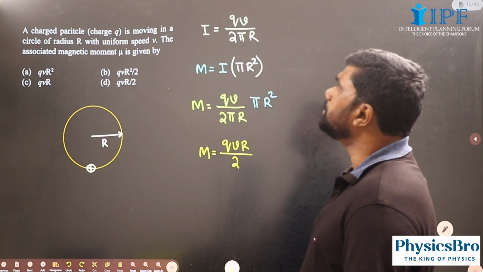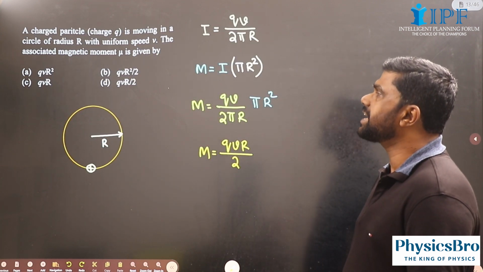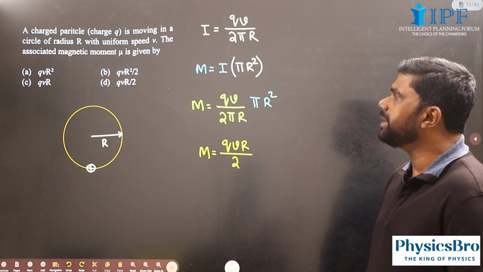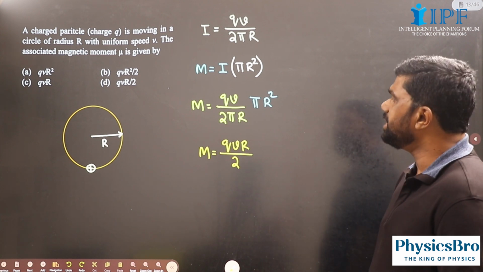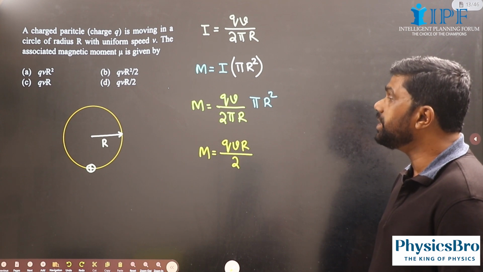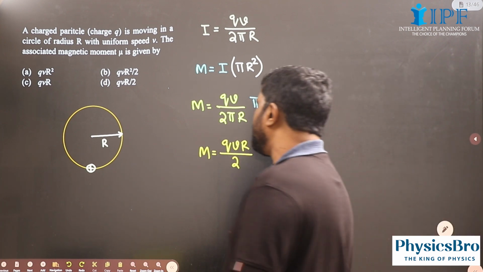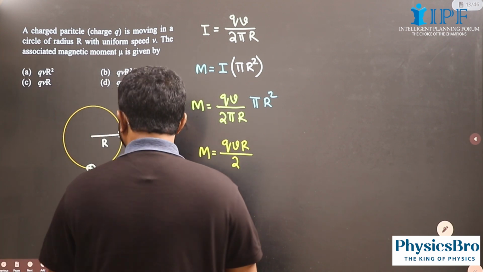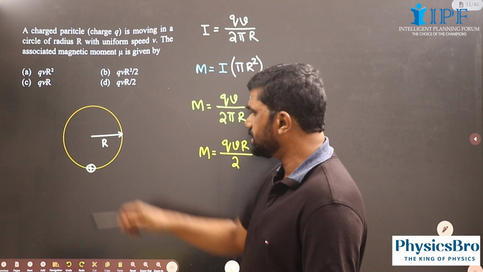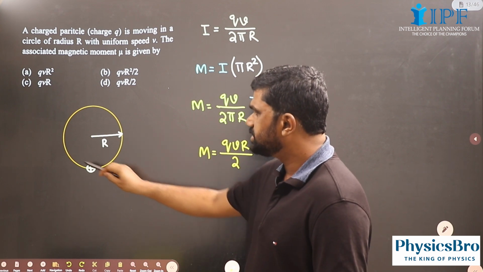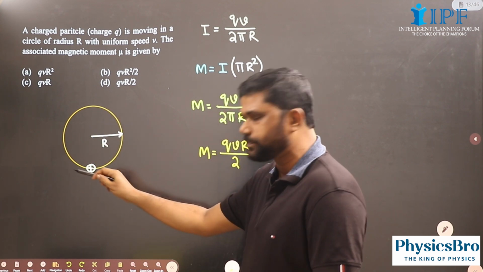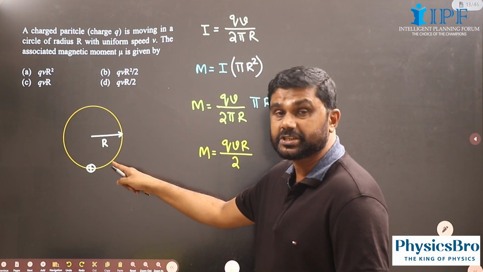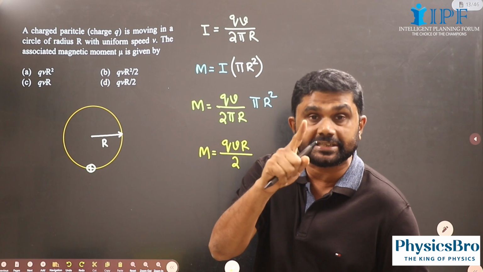A charged particle is moving in a circle of radius capital R with uniform speed small v. The associated magnetic moment mu is given by. See, when a particle is moving in a circle, when you observe this particle moving in a circle, consider these points. As this particle passes through these points, say Q, now the particle will pass through the same point after a period capital T again.